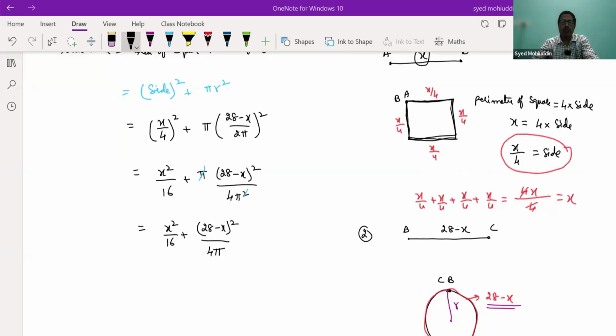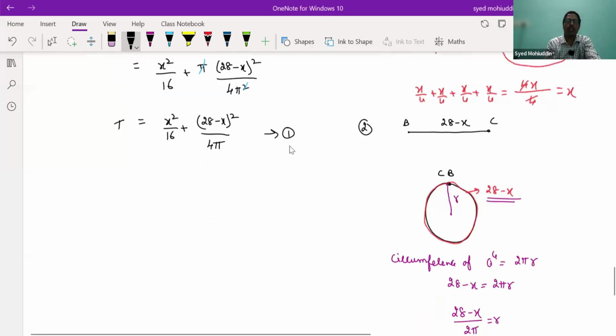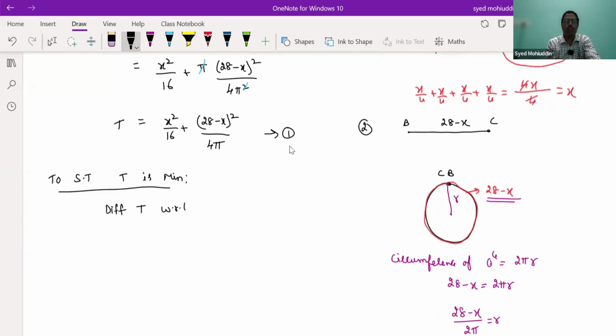So we have to find out this total area. Let me take this as t, and take this as equation 1, to show that t is minimum. If t is minimum, once again you have to go for the derivative. So I'll differentiate t with respect to x, because I need to find the value of x. So dt by dx will be equal to, x square differentiation will be 2x divided by 16, which is just a constant as it is, plus 1 by 4 pi is a constant as it is. Now a square term is there, so try to differentiate it.